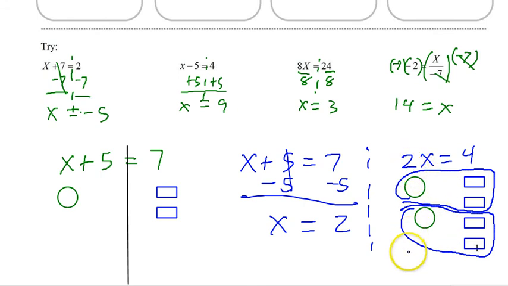So that's why we take that 2x equals 4 and divide both sides by 2. That gives us x equals 2. We're taking this and dividing it in half, basically, into 2 different groups.